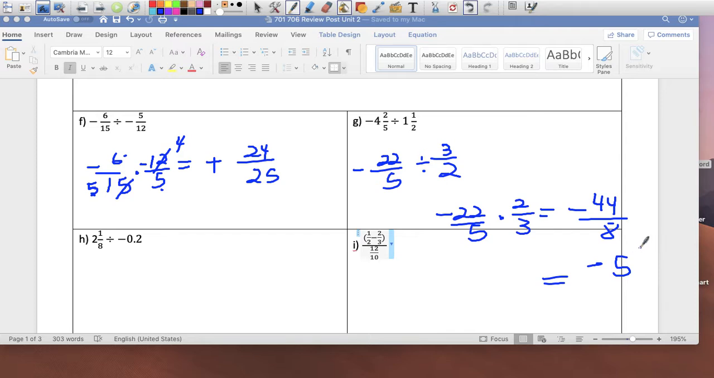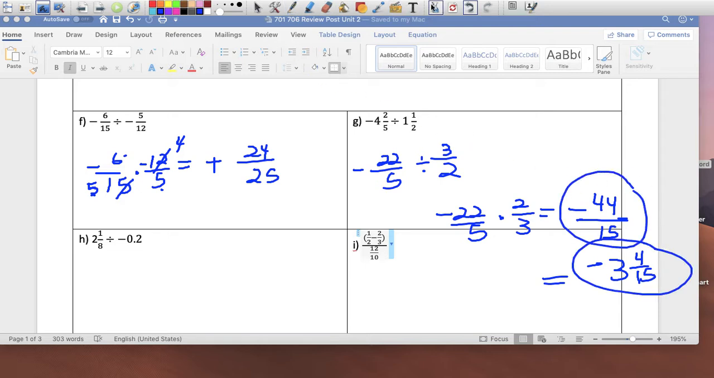That's weird. Oh, and it's not 8. I did 5 times 3. 5 times 3 is 15. Sorry. So I have to make a little change over here. 15 goes into 44 3 times, and 4 over 15.